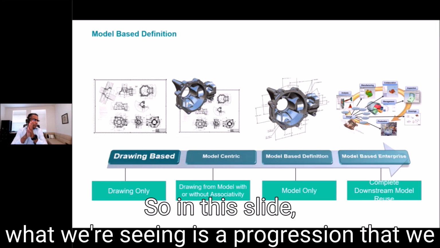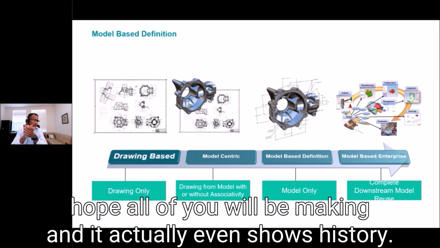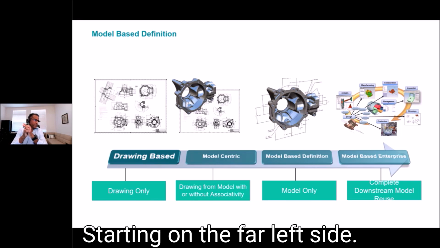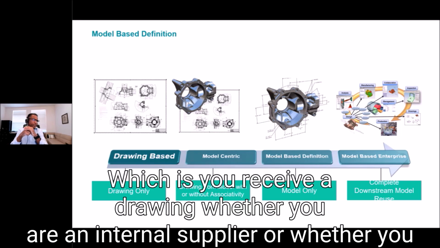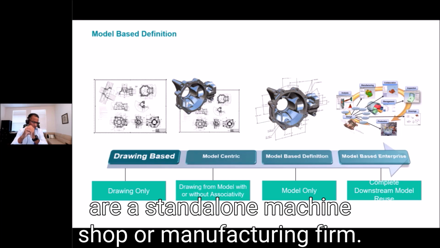So in this slide, what we're seeing is a progression that we hope all of you will be making, and it actually even shows history. Starting on the far left side, we've got what has been the norm for many years, which is you receive a drawing, whether you are an internal supplier or whether you are a standalone machine shop or manufacturing firm.